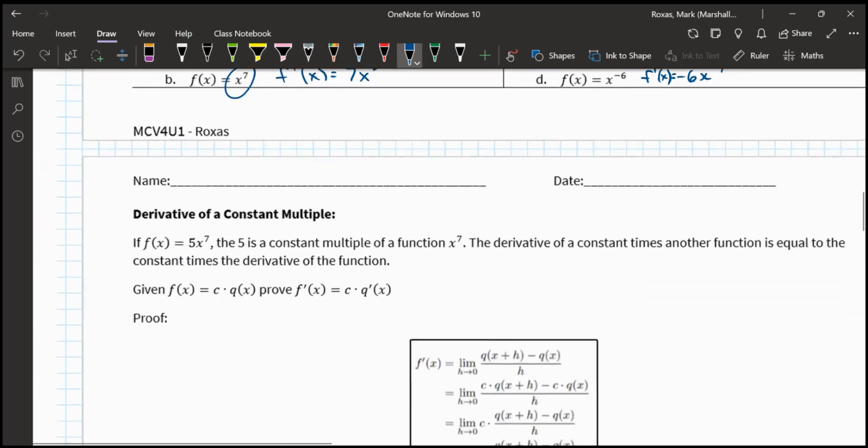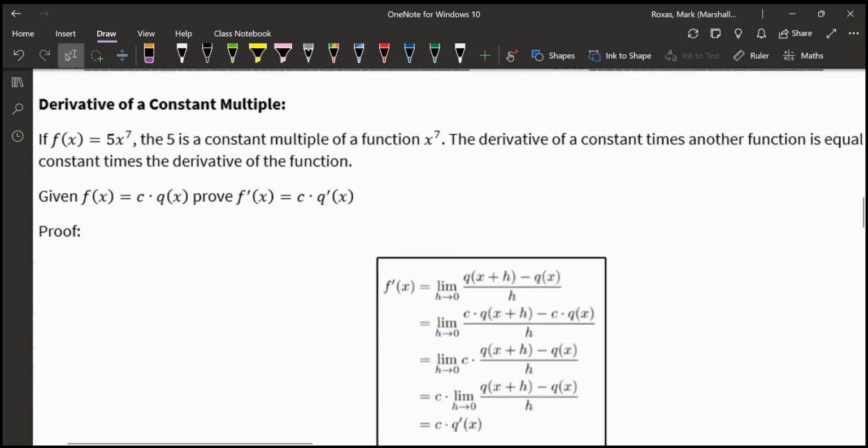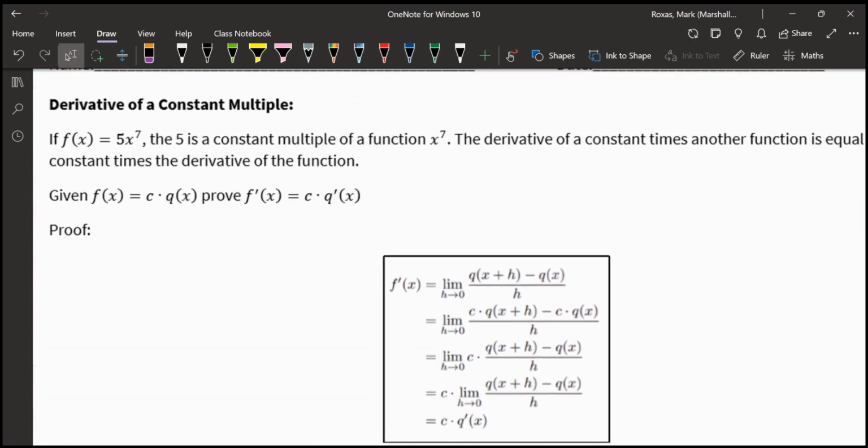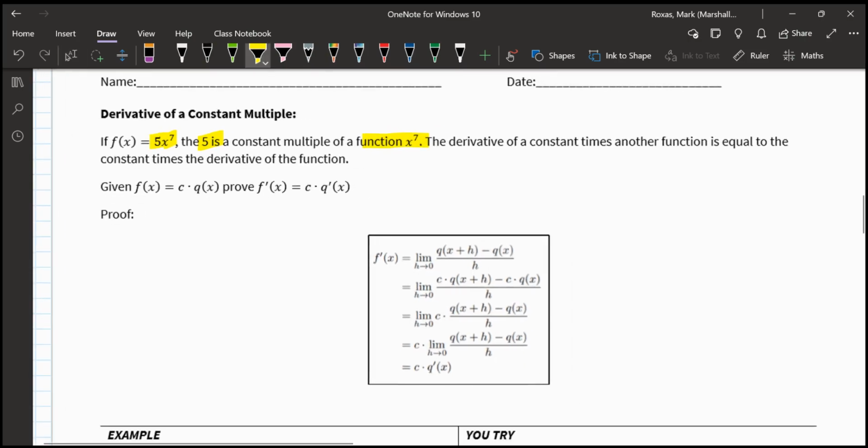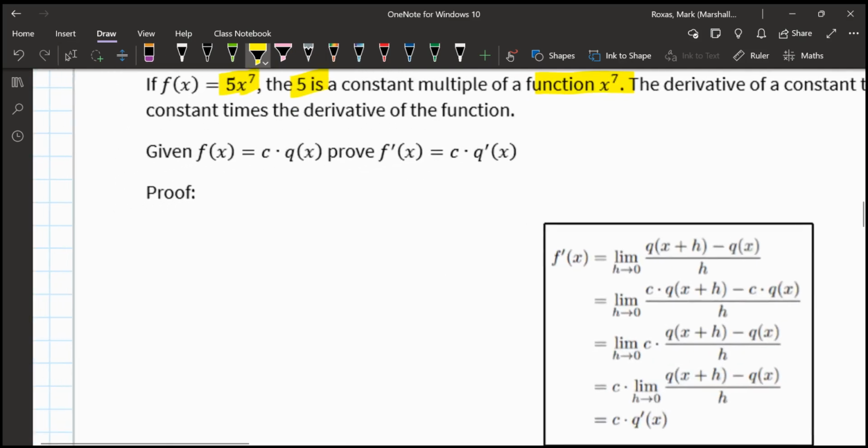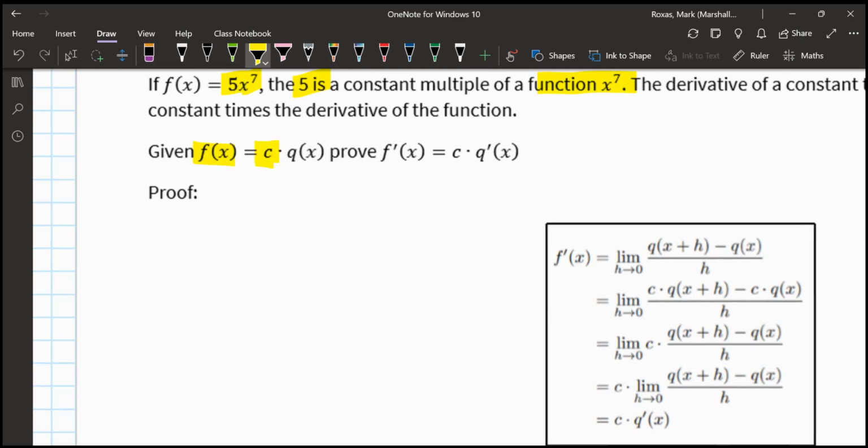Okay, now what if we have a constant in front of the function, right? So if a function f of x equals 5 times x to the 7, and 5 is a constant multiple of the function x to the power of 7. The derivative of a constant times another function is equal to the constant times the derivative of the function. Meaning, if f of x equals a constant times a function, like a power function, then the derivative is the same constant times the derivative of the power function.